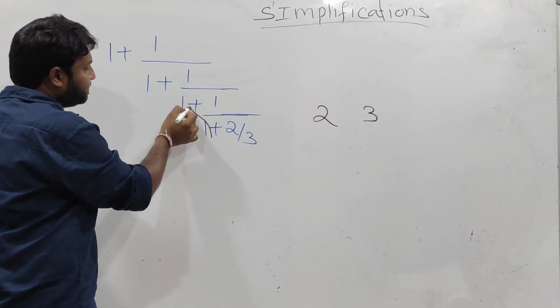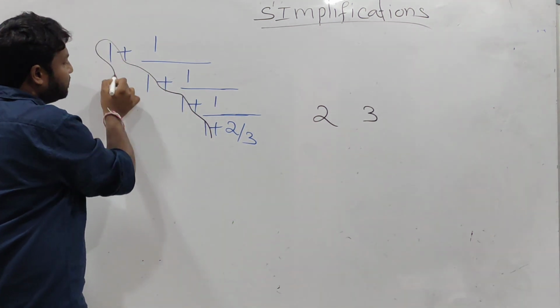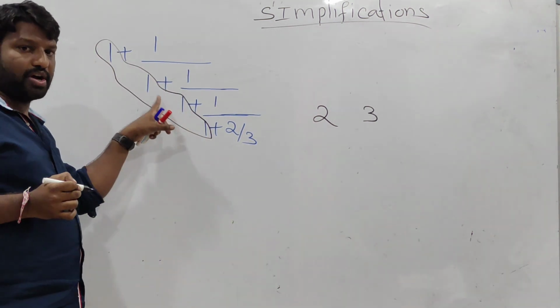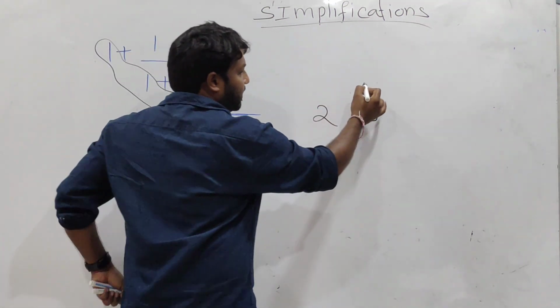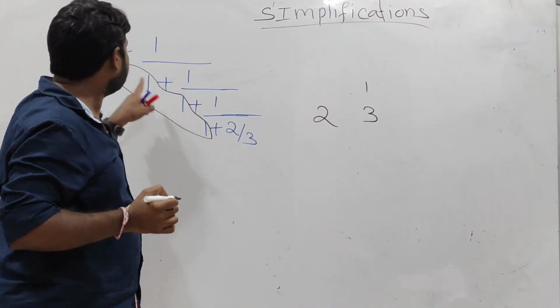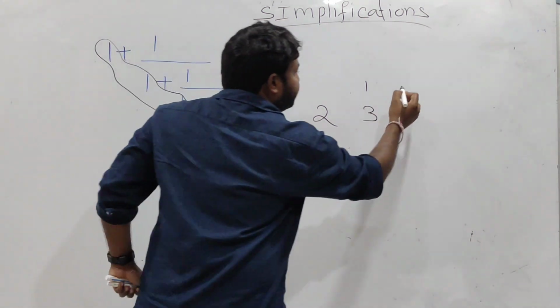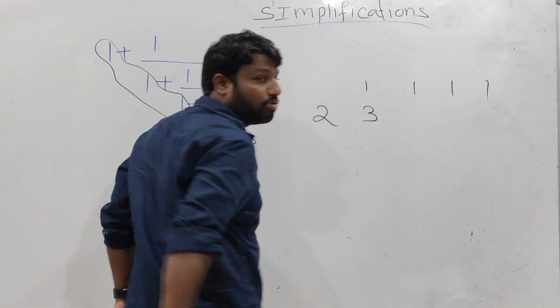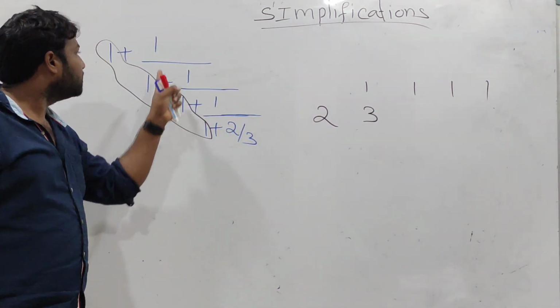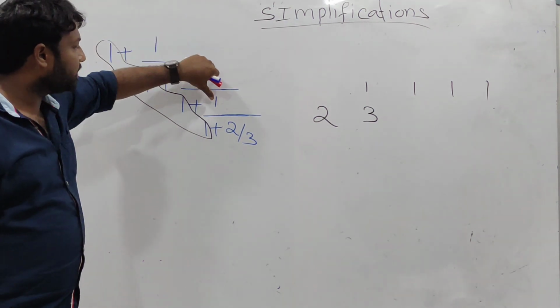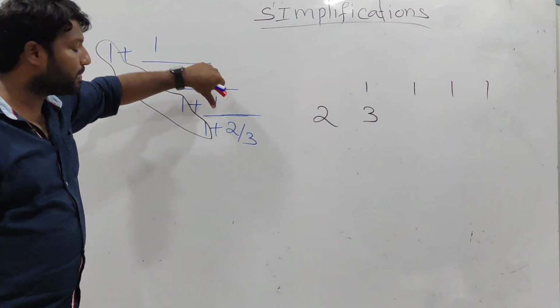What are the values here? 1, 1, 1, 1. So write 1, 1, 1. How many here? 4 ones, 1, 1, 1, 1. I wrote 4 ones. So what did I do? In the first model all are ones: 1 by 1, 1 by 1 by 1 by.